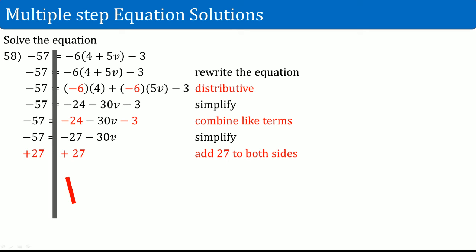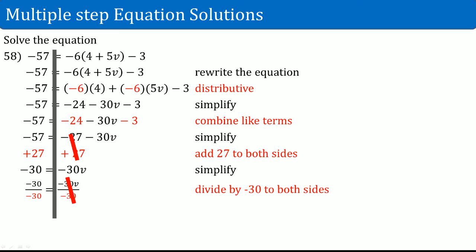Add 27 to both sides, because that is the only way you get the negative 27 to cancel. What do you have left over? You get a negative 30 on the left hand side. That comes from negative 57 plus 27. On the right hand side, negative 30v. Divide by negative 30 to both sides. You should get v equals 1.